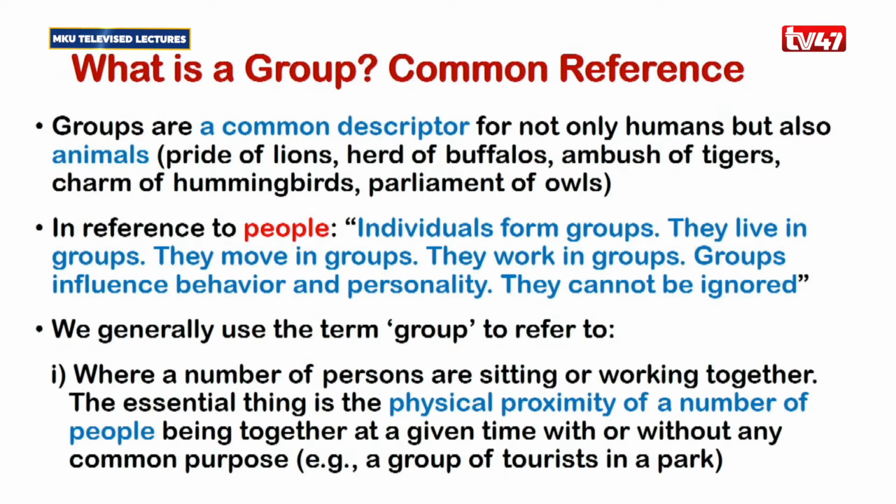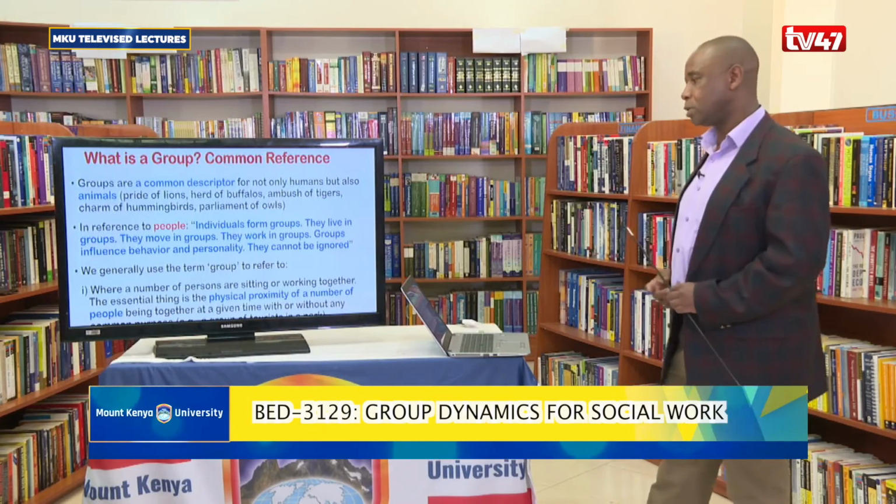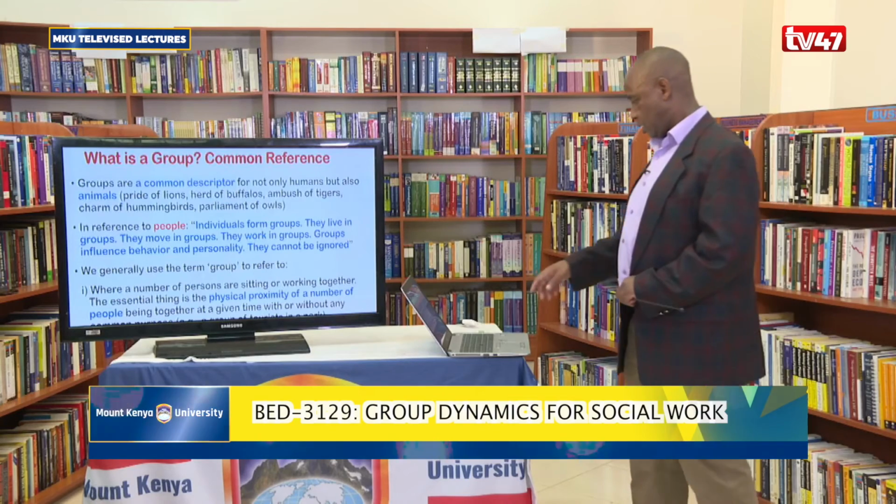So generally, when a number of persons are sitting or working together, when a group of people are working together, they constitute what we call a group. The essential thing is the physical proximity of a number of people. Physical proximity, when people are gathered together in a geographically defined area, they constitute what we call a group. Say a group of tourists in a park. It has no reference to anything else other than the physical proximity that defines that gathering of people.